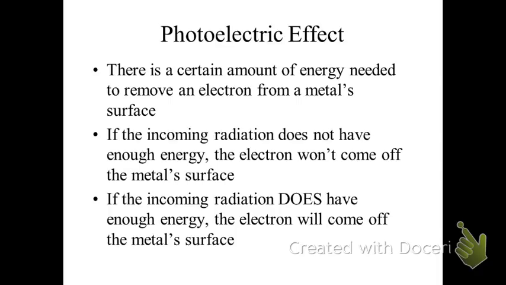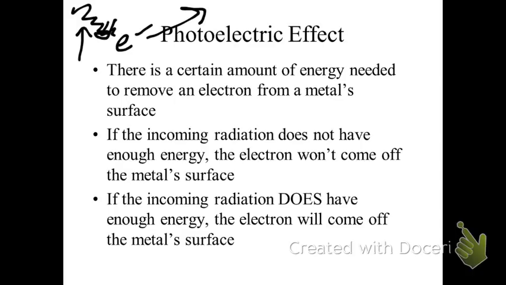Now, remember, though, that electrons are not going to just come off of the surface of the metal without any amount of energy input. There's a certain amount of energy that's needed to remove an electron from the metal surface. So when that radiation comes in to remove the electron, some of that radiation originally will be used to take it off the surface. If there's not enough energy coming in, then the electron won't come off. It'll just stay there. If there is enough for it to come off, the electron will come off the metal surface, but just remember this.